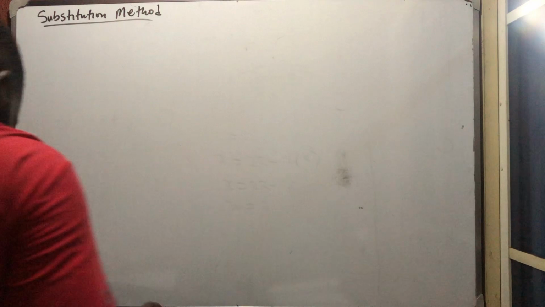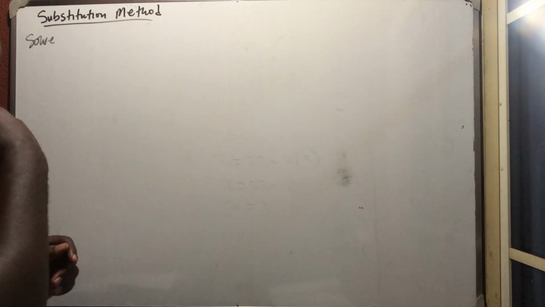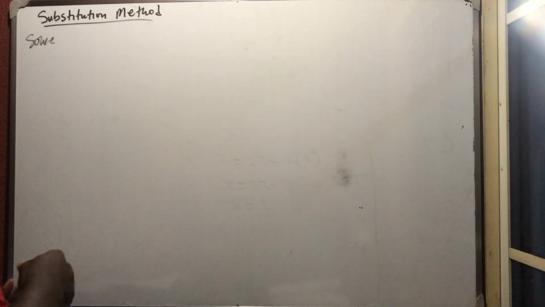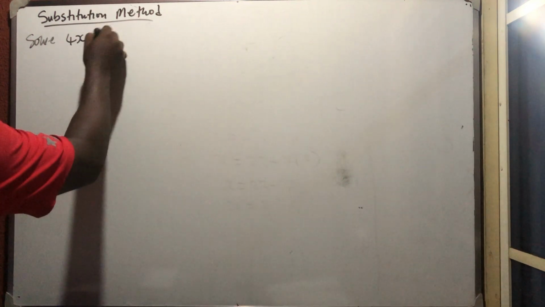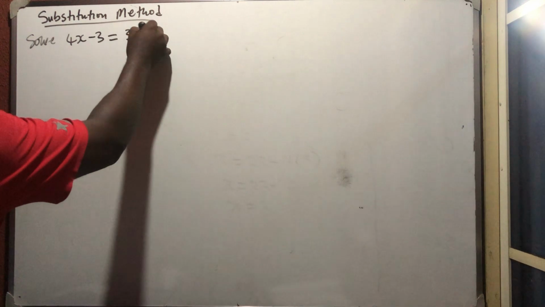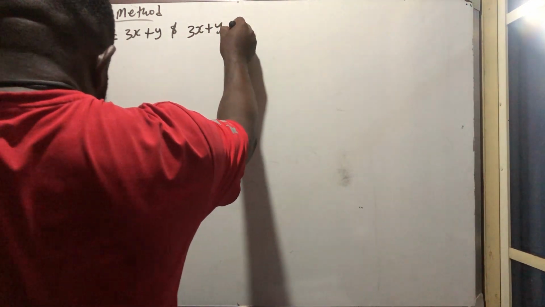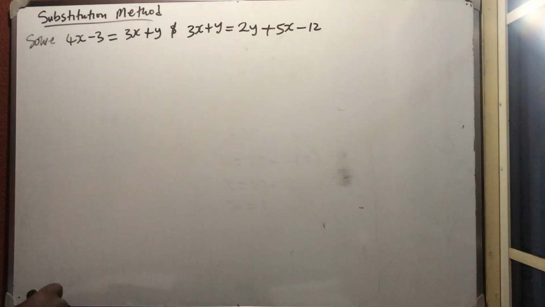So the next question we are going to solve, they say solve 4x minus 3 is equal to 3x plus y, and 3x plus y is equal to 2y plus 5x minus 12. Okay, and don't forget we are going to use substitution method.